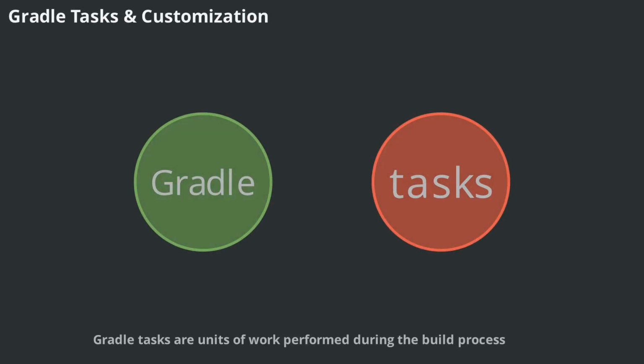Gradle tasks are units of work performed during the build process, such as compiling code or packaging APKs. Developers can customize the build by adding custom tasks, modifying existing ones, or automating repetitive actions. This flexibility enables efficient project management and tailored build workflows.